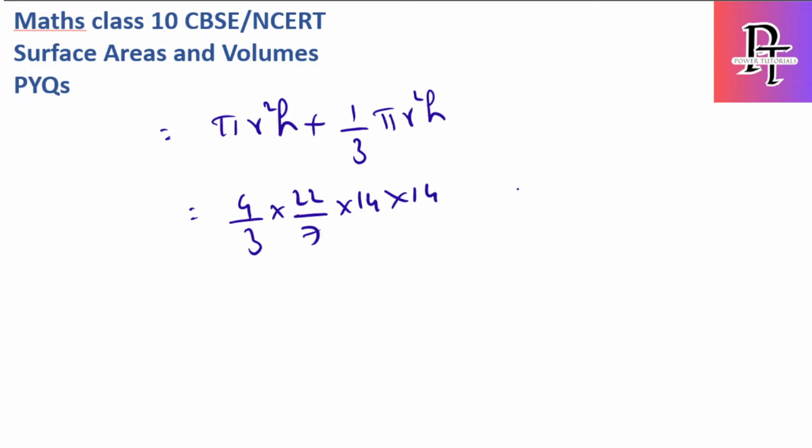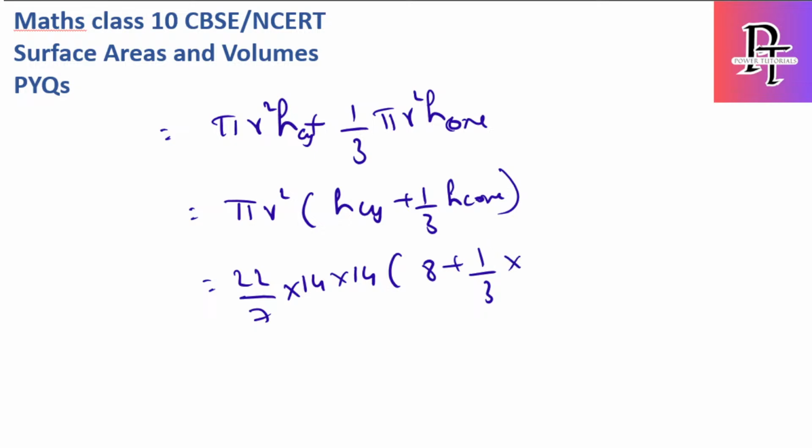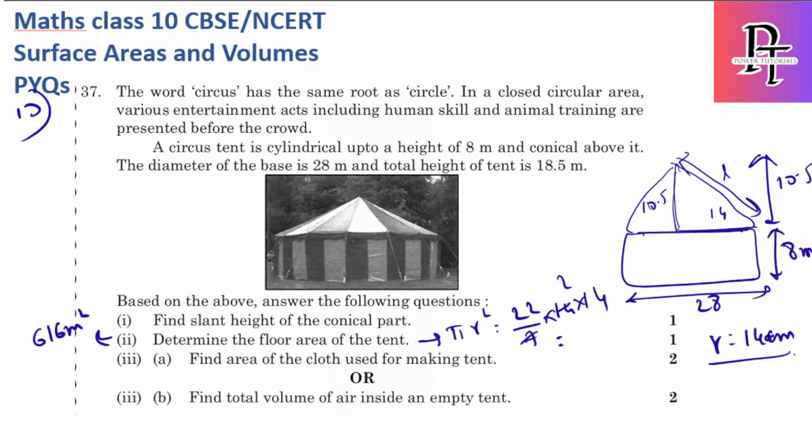Okay, here the heights are different. Sorry, I cannot club both because the height of cylinder and cone are different. But pi r square I can include. This is for cylinder and this is for cone. So pi r square will be the same, times height of cylinder plus 1 by 3 into height of cone. In the exam, make sure to differentiate it. Both are not the same. It is 22 by 7 into 14 into 14. Height of cylinder is 8, plus 1 by 3 into height of cone, we got it as 10.5 in the question, yes, 10.5.